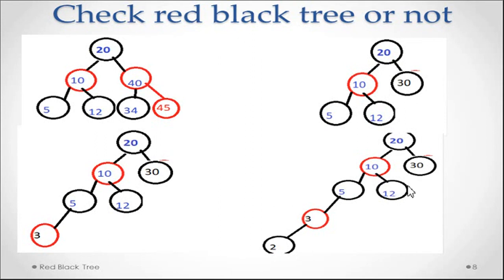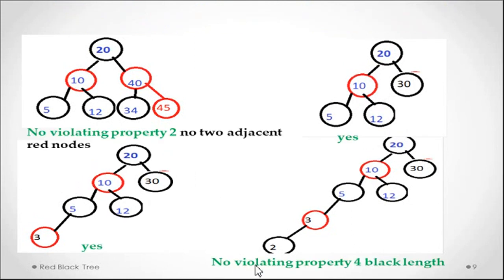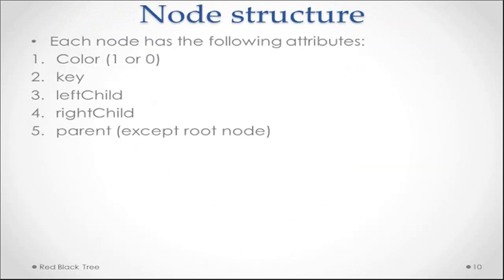Now over here we'll check. This path has 3 black nodes and the others do not have 3 black nodes. So this is not a red black tree, and this is not a red black tree. These 2 are red black trees. So we'll check, this is violating the black length. Now I'll check what the node structure of a red black tree is.